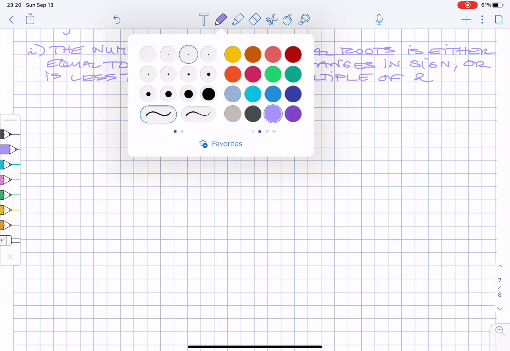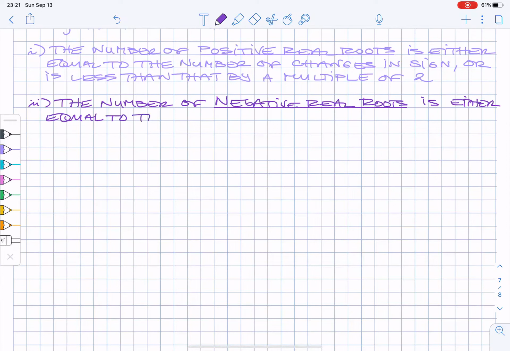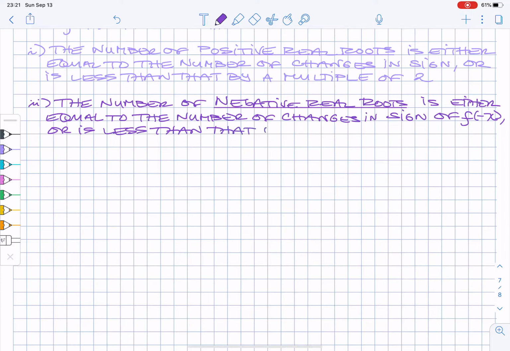Number 2, the number of negative real roots is either equal to the number of changes in sign of f at negative x, or is less than that by a multiple of 2.